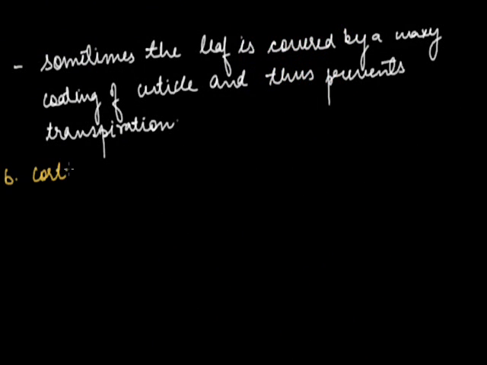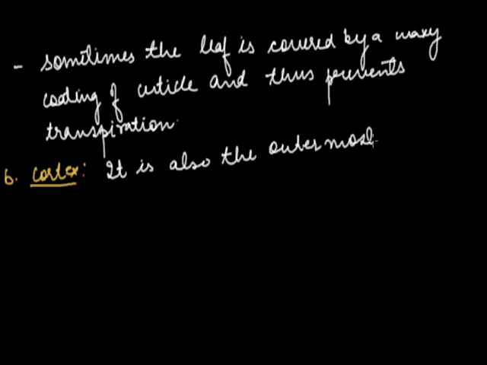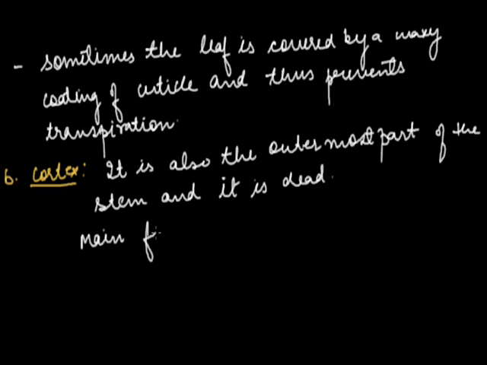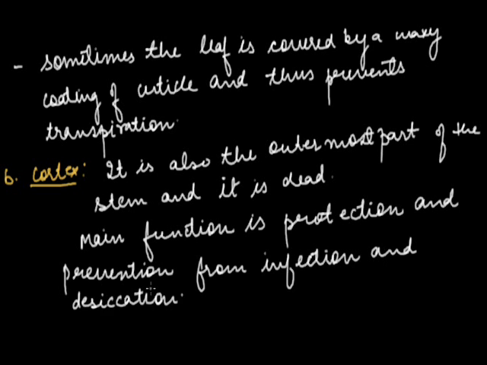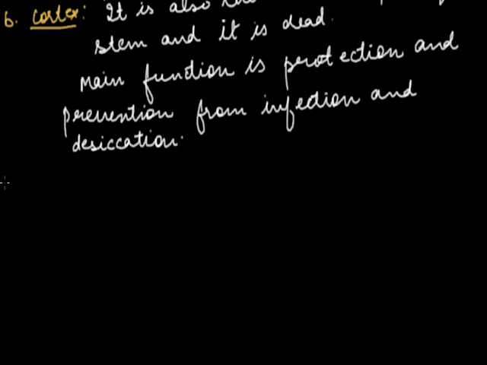Now coming on to cortex, it is also the outermost part of the stem, and it is dead. Main function is again protection and prevention from infection and desiccation. The important part of the cortex is that it is of great commercial value.